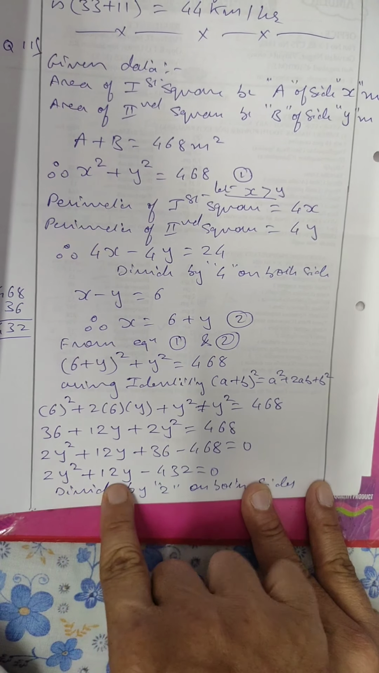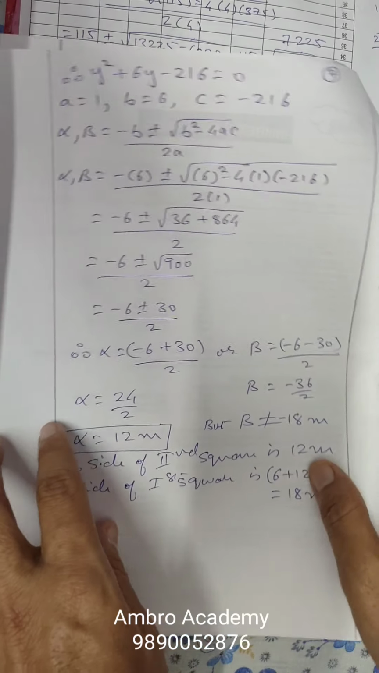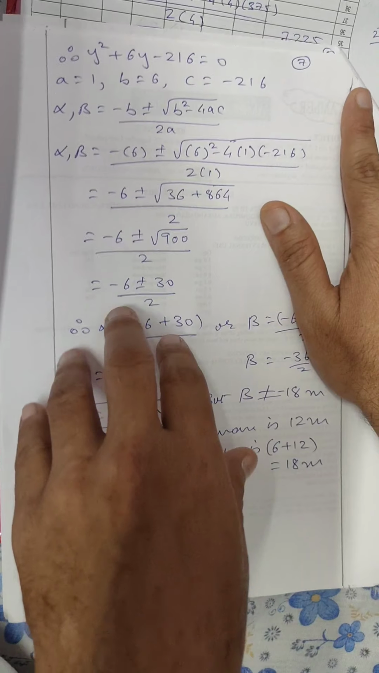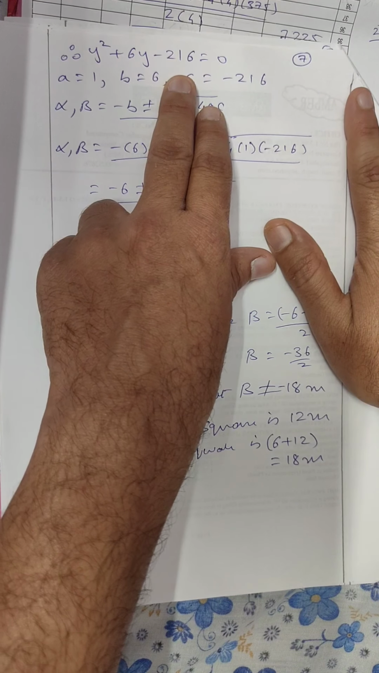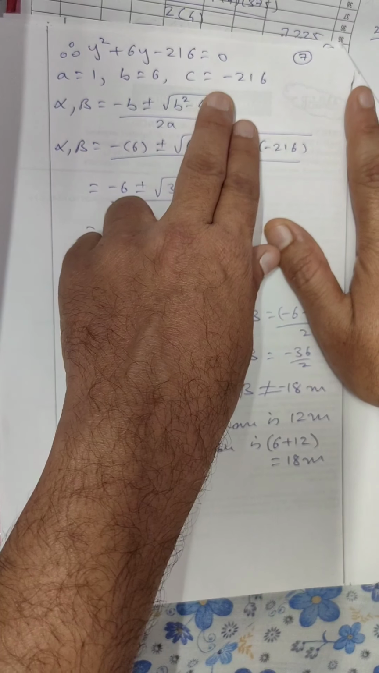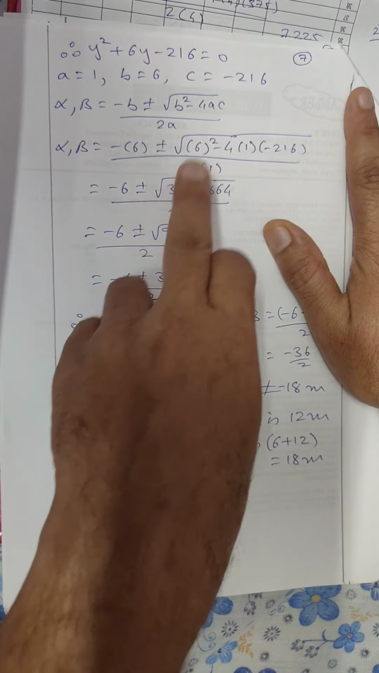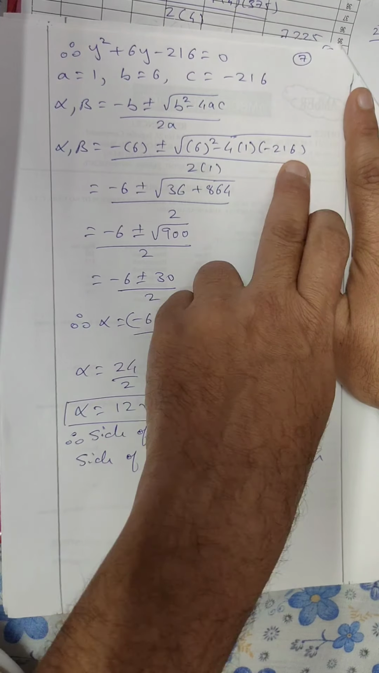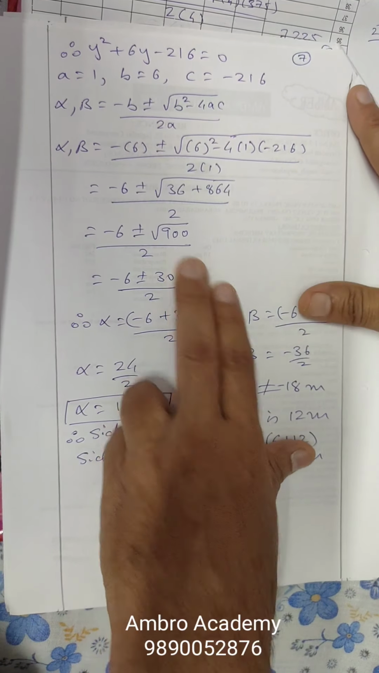We see all these terms are even, so again we are dividing by 2 on both sides. So the equation becomes y square plus 6y minus 216 is equal to 0. A is 1, B is 6 and C is minus 216. We put in the formula. So minus 6 plus or minus the root of 6 square, which is 36, minus into minus plus 4 into 1 into 216, which is 864. We add it, it is 900. We know the square root of 900 is 30.